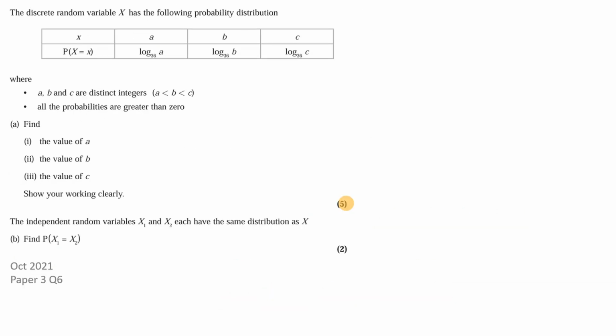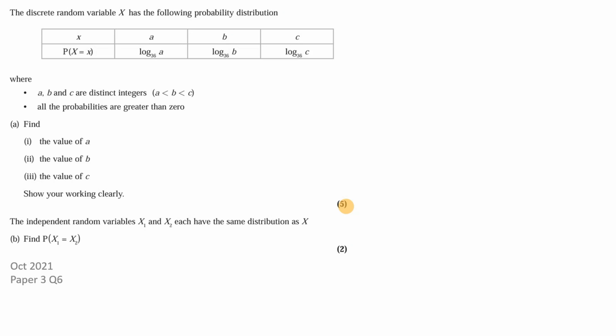Okay, so here's another past exam question where we're told the discrete random variable x has the following probability distribution, and then we're given this table here. We're told that x is equal to either a, b, or c, and the probability that this variable is equal to x is given by these probabilities here: log base 36 of a, log base 36 of b, and log base 36 of c, where a, b, and c are distinct integers, and this is the order of their sizes, and all the probabilities are greater than 0. For part A, we need to find the values of a, b, and c for 5 marks. So this is worth a lot of marks, and this is quite a difficult question.